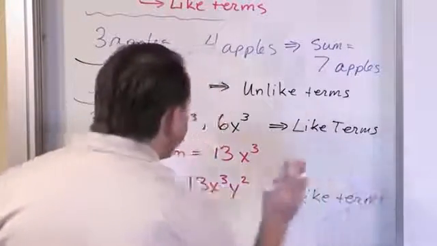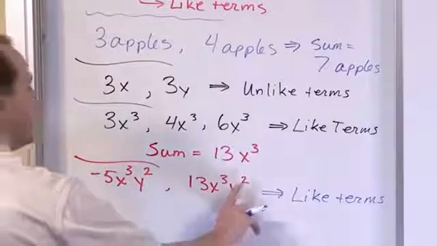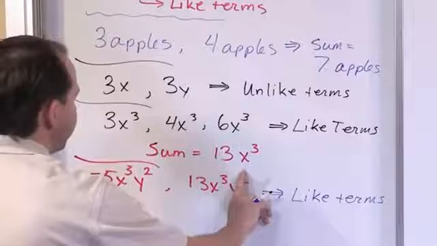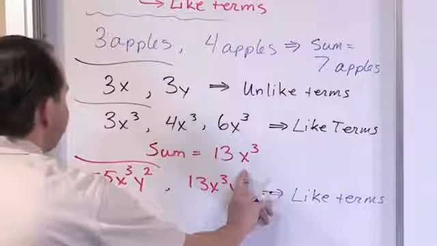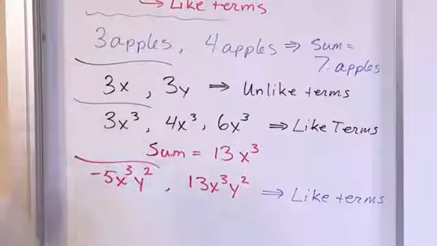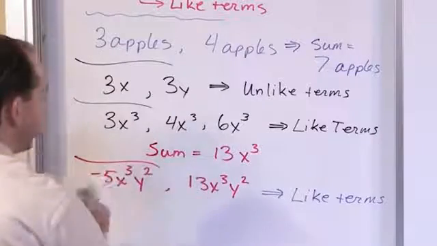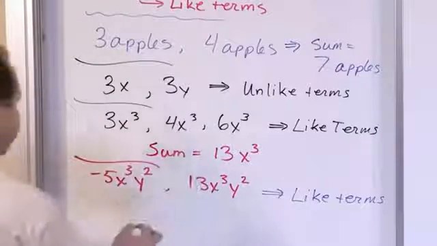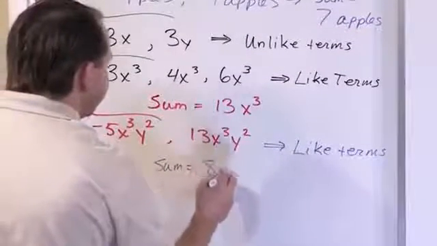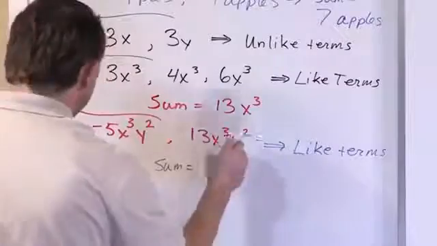If anything were different, they wouldn't be like terms. If I cover up this and make it y to the first power, then these are not like terms, because everything after the number has to match. Right? So because these are like terms, I can take negative 5 plus 13, which is the same as 13 minus 5, and the sum is 8x cubed y squared.